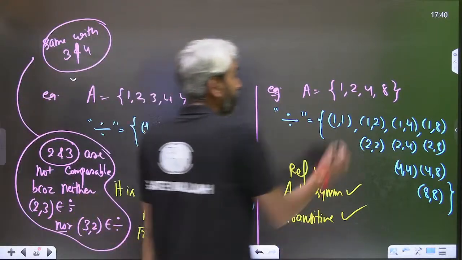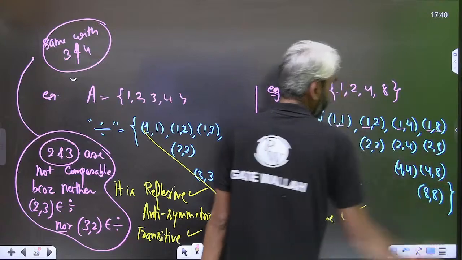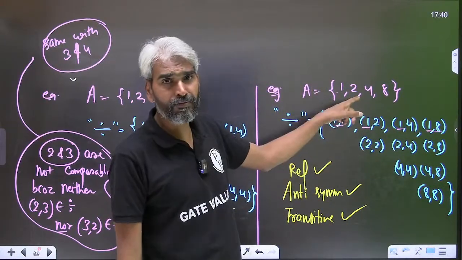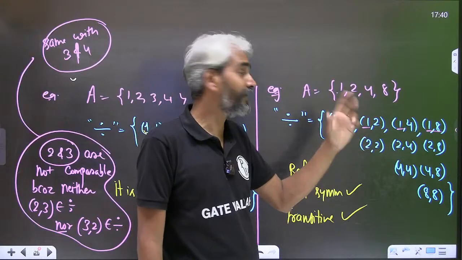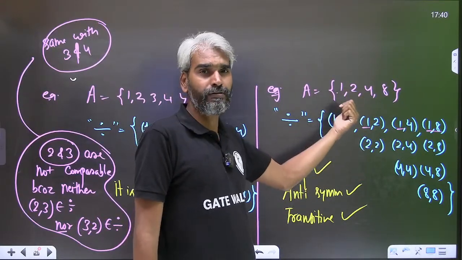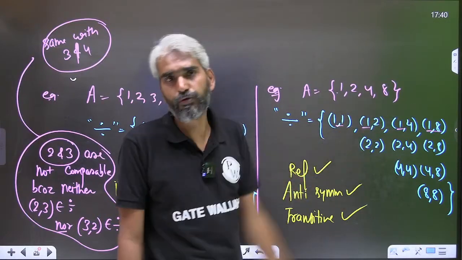Sir, here if you check, 1 is comparable with 1, with 2, with 4, and with 8. Now, sir, 2 is comparable with 1. Yes, if 1 is comparable with 2, then 2 is comparable with 1, because either A relates to B or B relates to A. In 1 and 2, 2 does not divide 1, but it's fine, 1 divides 2. Therefore, 1 and 2 are comparable.